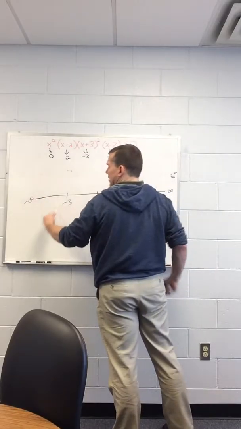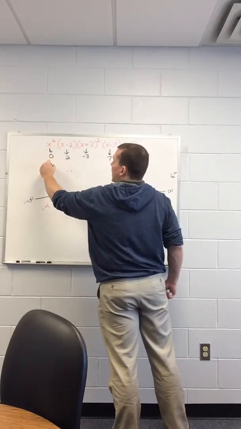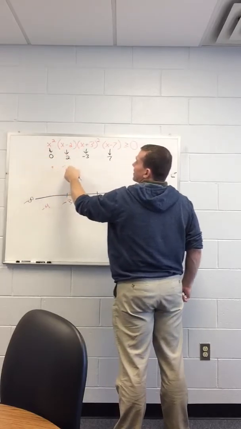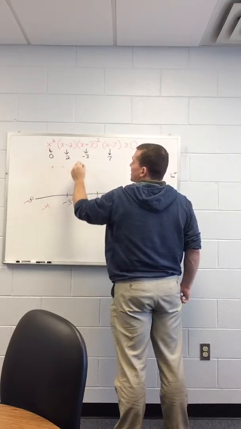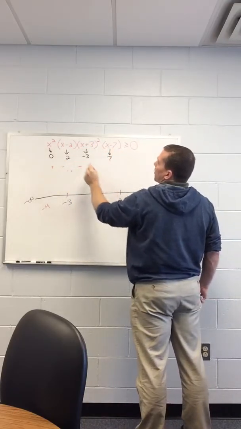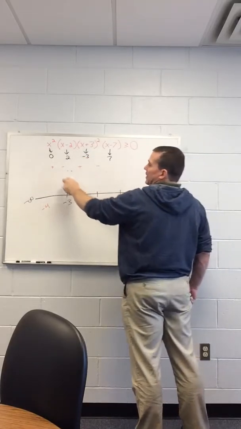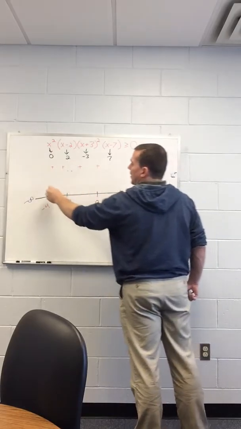So here, between negative infinity and negative 3, I'll go with negative 4. Negative 4 squared is positive. Negative 4 minus 2 is negative 6, that's negative. Negative 4 plus 3 is negative 1, squared, that's positive 1. Negative 4 minus 7 is negative 11, that's negative. If I multiply those out, there are two negatives, they would cancel. That will give me a positive.